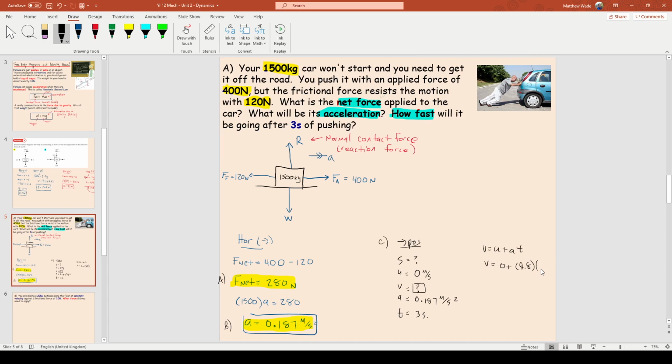Yep, sorry, I made a mistake there. No, it's not 9.8. I did make a mistake there. That's acceleration due to gravity. That's not the acceleration in this case. a is 0.187, and time is 3 seconds. Cool. Which means v, my buddies, is just times 3 in the calculator, which is 0.56. It'll be going 0.56 meters per second.